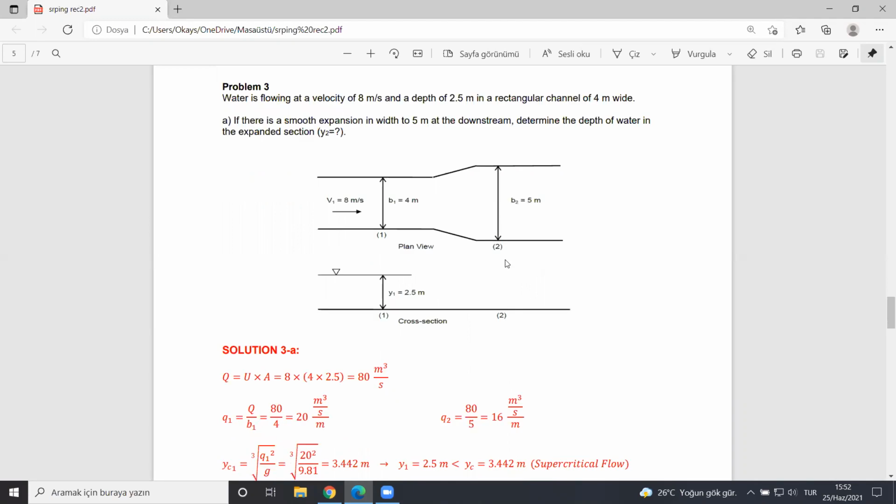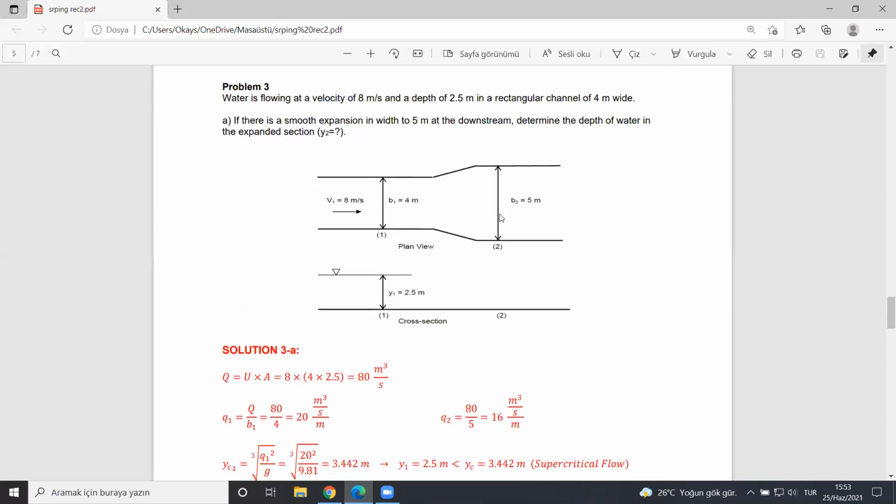To start with, we can calculate the discharge easily because we know the velocity at section 1, we know the channel width, and we know the depth. So basically, velocity times width times depth, because width times depth gives us the cross-section area, because it's a rectangular channel. And so it's 8 times 4 times 2.5, it is 80 meter cube per second. Of course, discharge will be constant through this channel, but the small q will change because the channel width is changing.